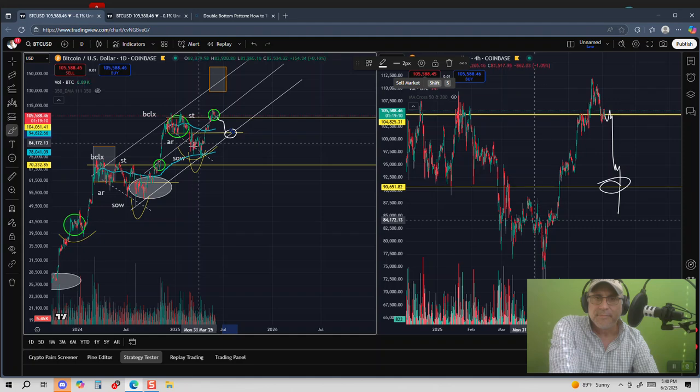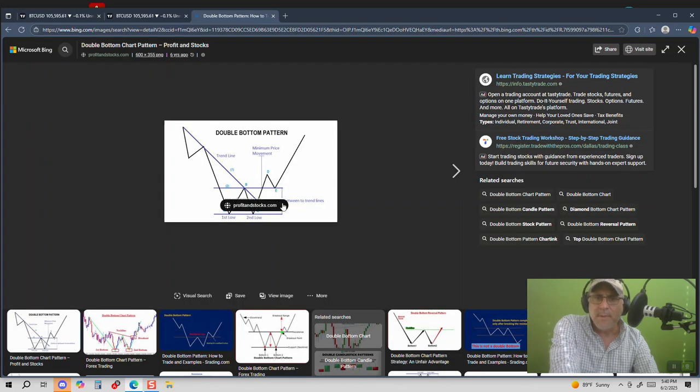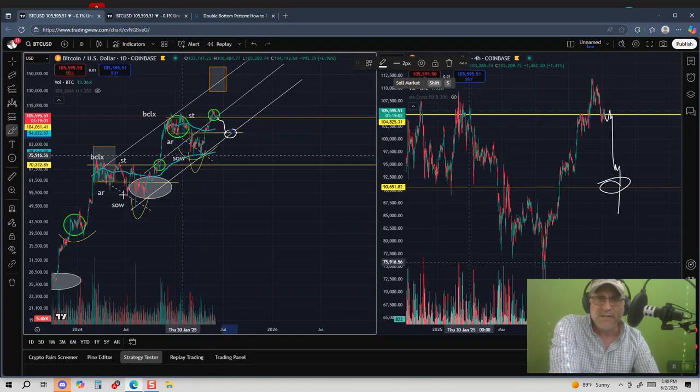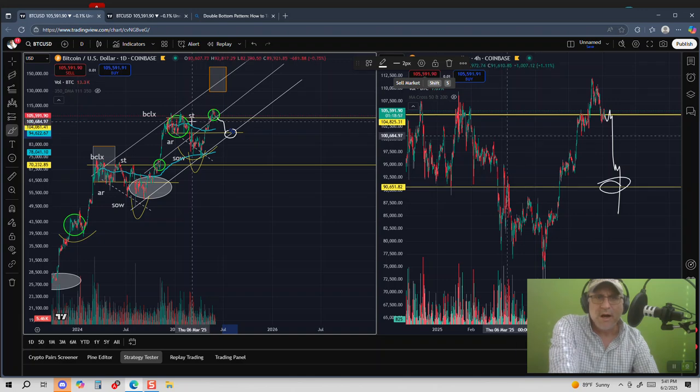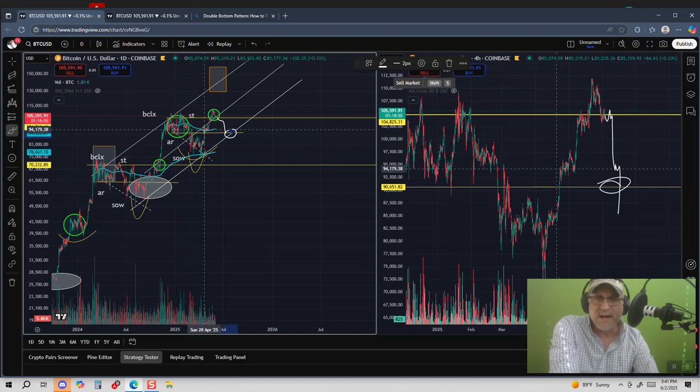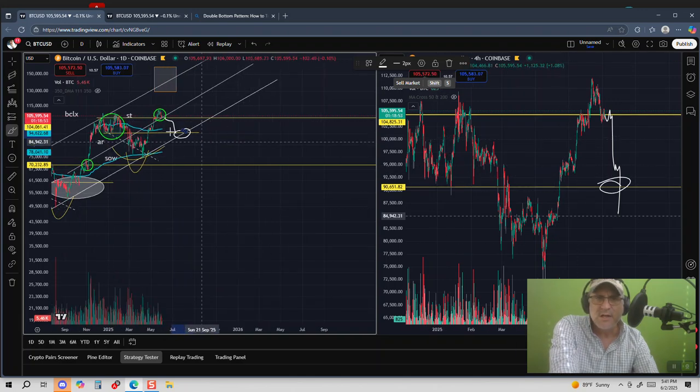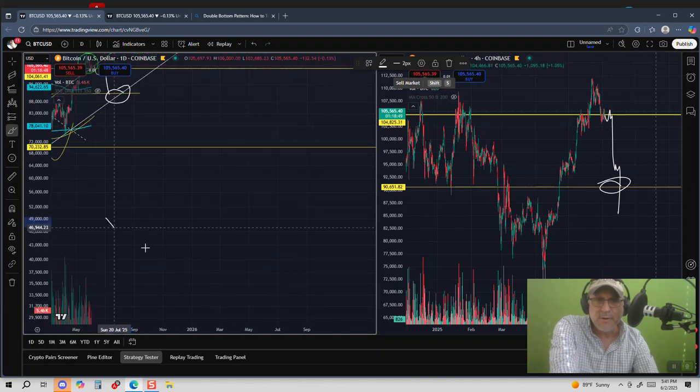So this is a double bottom pattern. We have both double bottoms clearly delineated on this. What happens is usually the neckline gets retested. Now the neckline is right here where the ice is. We've already passed through the neckline, as you can see on the macro.